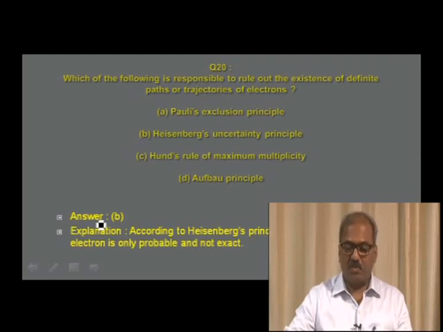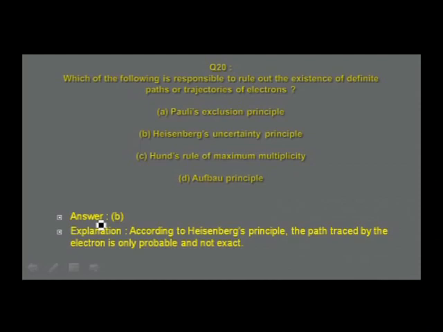Heisenberg's uncertainty principle is known to you. It is simultaneously impossible to calculate both the momentum and the position of an electron. There is always uncertainty associated in the calculation. Therefore, it rules out the path traced by the electron.